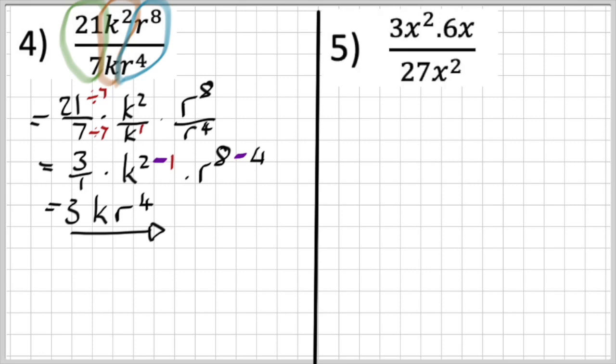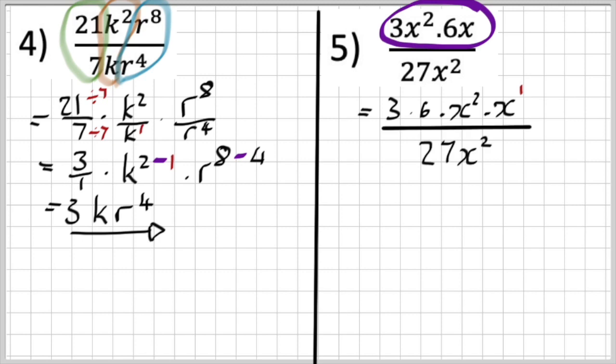And last but not least, a typical exam type question, where we now have multiplications and divisions all in one sum. So before we freak out, let's start at the top. So I'm going to again shuffle this around. I'm going to handle the 3 and the 6 separate from the x squared and the x to the power of 1. The denominator I leave as is. So let's multiply the 3 and the 6 first of all. I'm just copying over the denominator so long. 3 times 6 is 18.